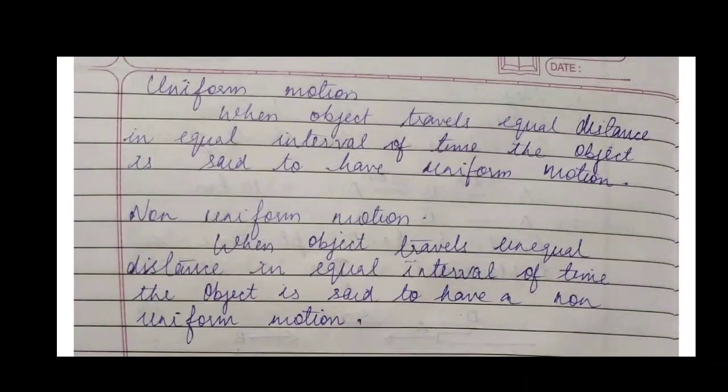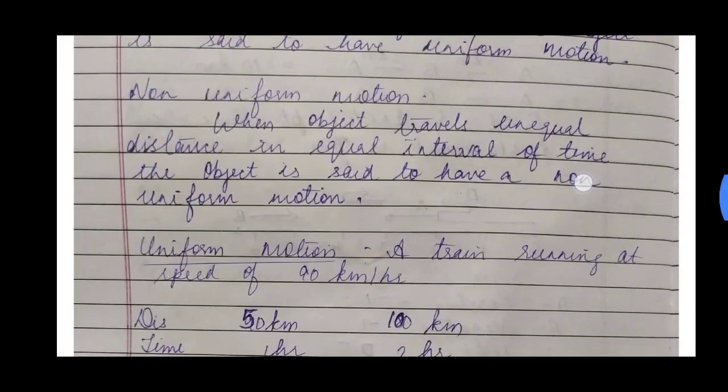So here the time was unequal. So every time it doesn't mean that it has to move unequal distance in unequal interval of time. It can be equal distance in unequal interval of time. It can be unequal distance in equal interval of time. Then we can say that the object has traveled in a non-uniform motion.